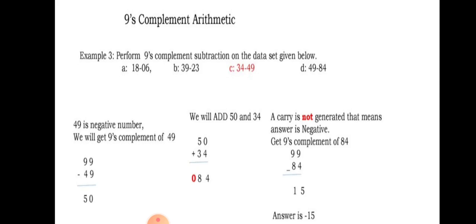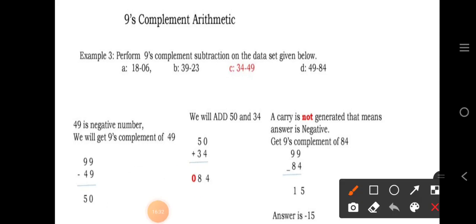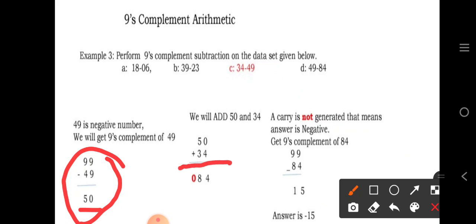The third example is also similar. Here we have to subtract 49 from 34. So the first step is to take the 9's complement, as 49 is to be subtracted. When you subtract 49 from 99, you will get the answer 50. Now add this 50 to 34. You will get 0 plus 4, that is 4, 5 plus 3, that is 8, and 0.